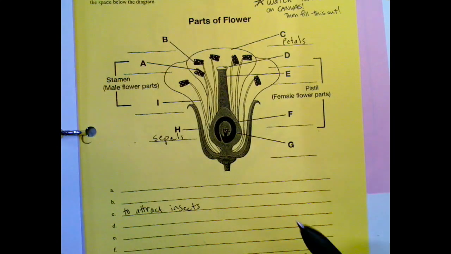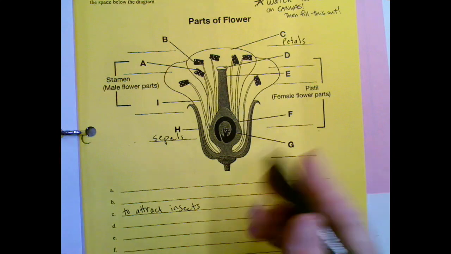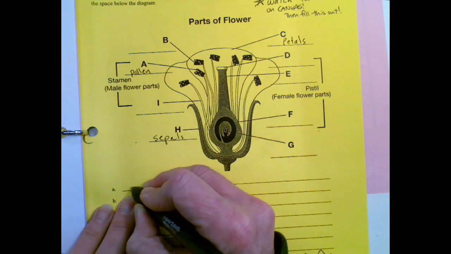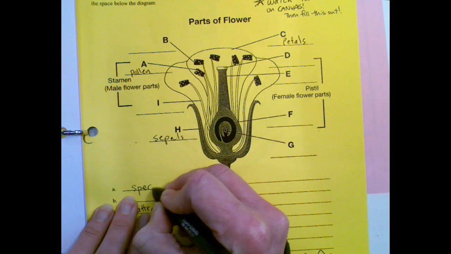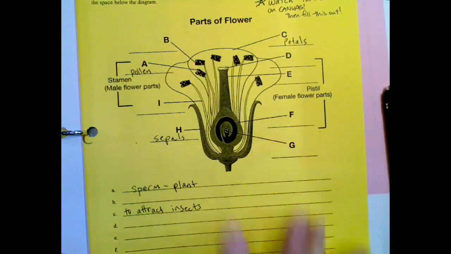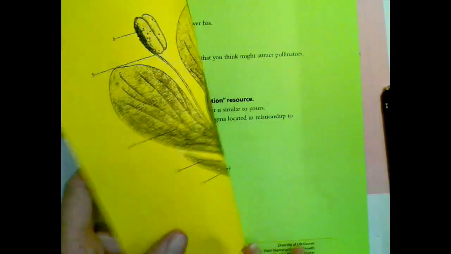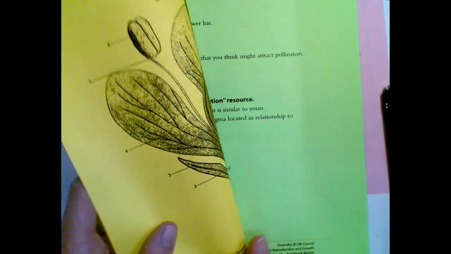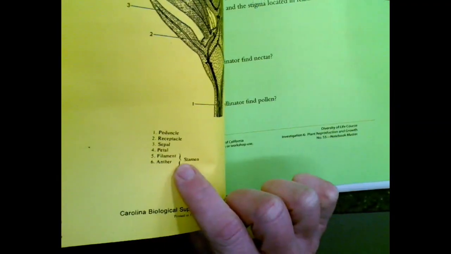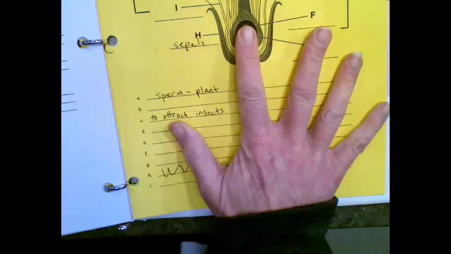And I need you to say what each thing is down here. So A is pollen, and I would say A is basically sperm for a plant. And you're going to fill this out. There is a picture on the back. You don't have to do anything with it, but it might help you because what each part is written down at the bottom. Okay, good luck to you. That should be done as homework.